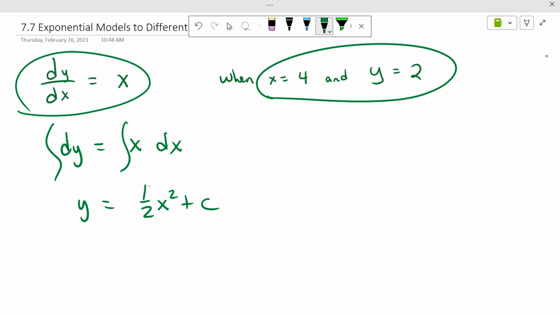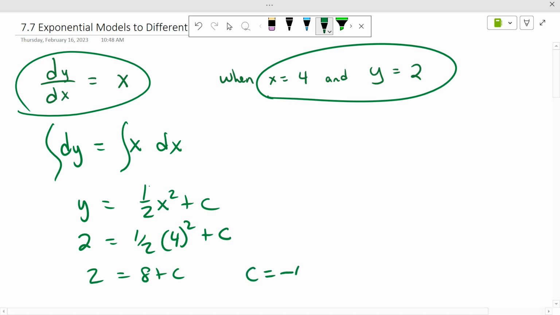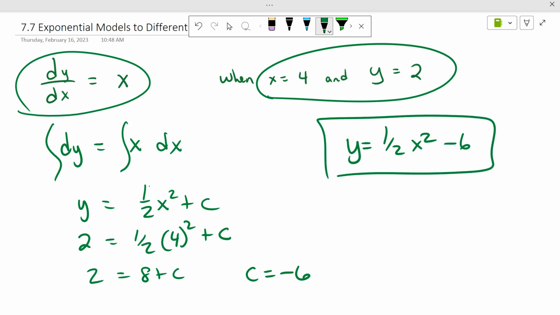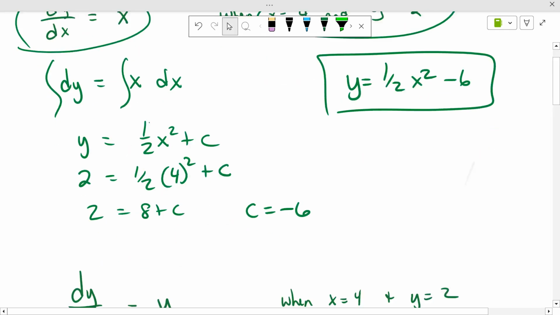So then we put in the 4. So 2 equals 1/2 of 4 squared plus c. So 4 squared is 16. Half of that is 8. So 2 equals 8 plus c. So c equals -6. So your differential equation is y equals 1/2 x squared minus 6. Okay? That's your differential equation. We can do that, right? Okay.